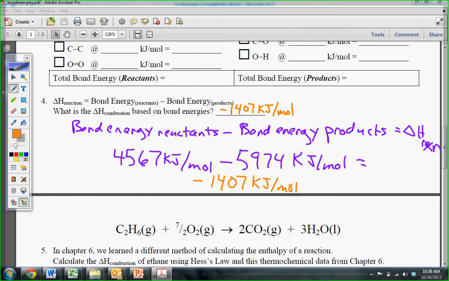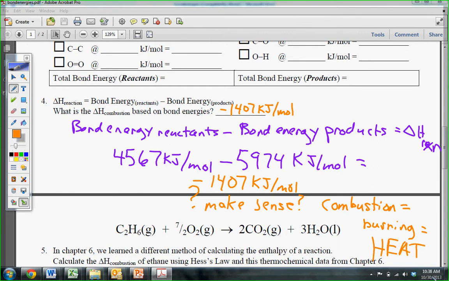All right, so does this negative sign make sense? Yes, if you're combusting something, it's burning. Combustion equals burning, which means heat. Heat is given off. It's getting hotter. So just so you can tie it all together.